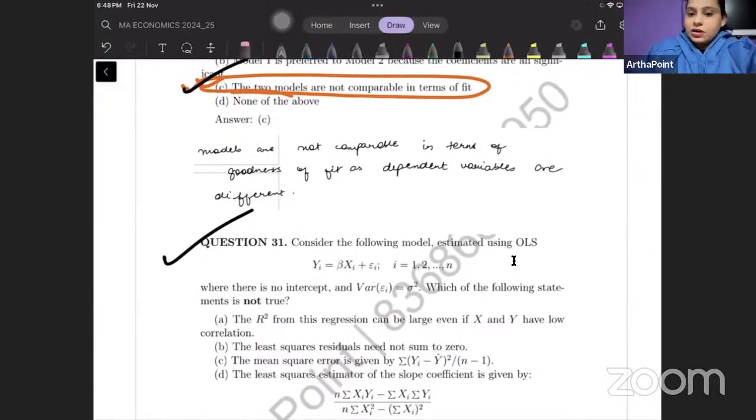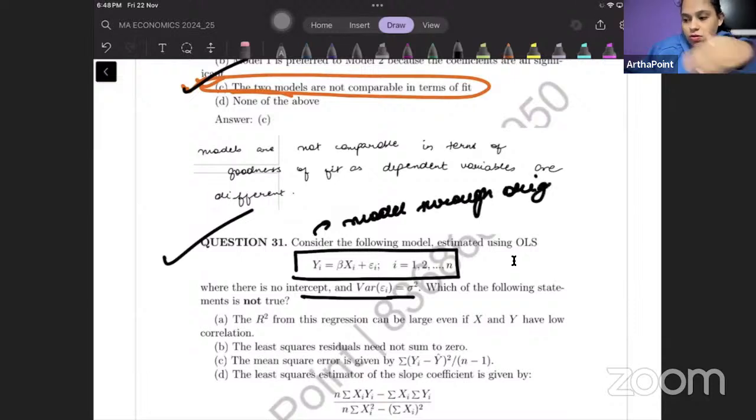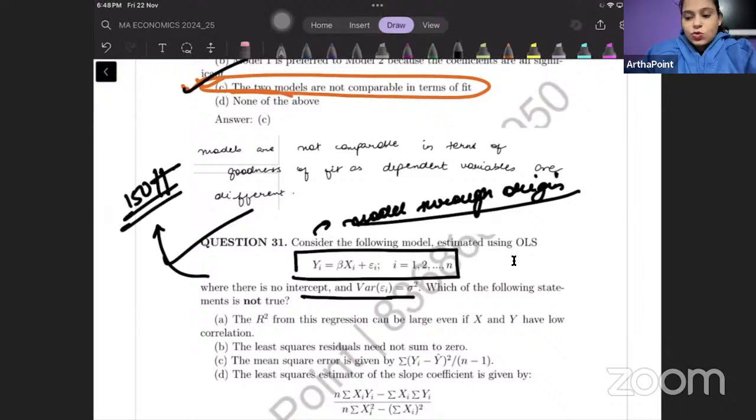You're given a model and it says that there is no intercept term and you're given the variance. So it is a model through origin. This is a regression model through origin. You need to be very careful with the regression model through origin and what it means. Its properties, 150% can be asked in the exam. You have to remember its properties very, very well.